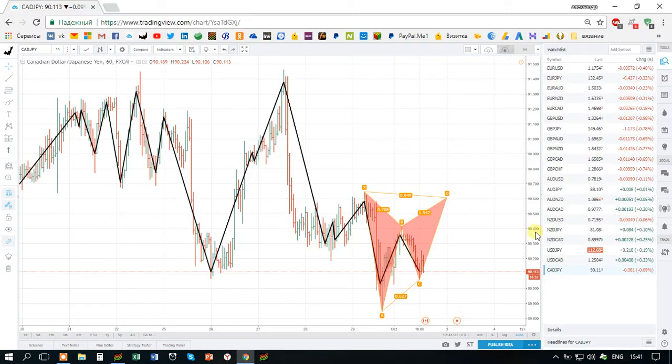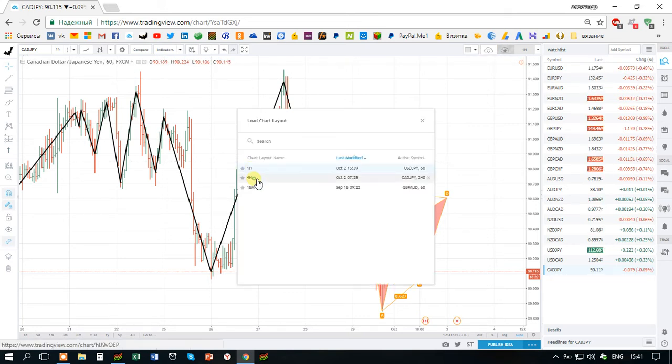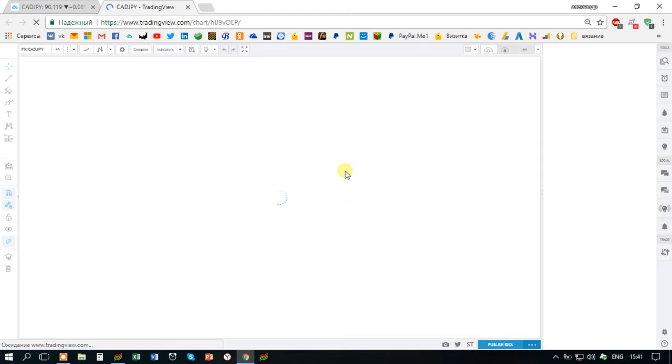The next thing is to switch to 4 hour time frame and to find some opportunities from there, or maybe adjust the existing ones.